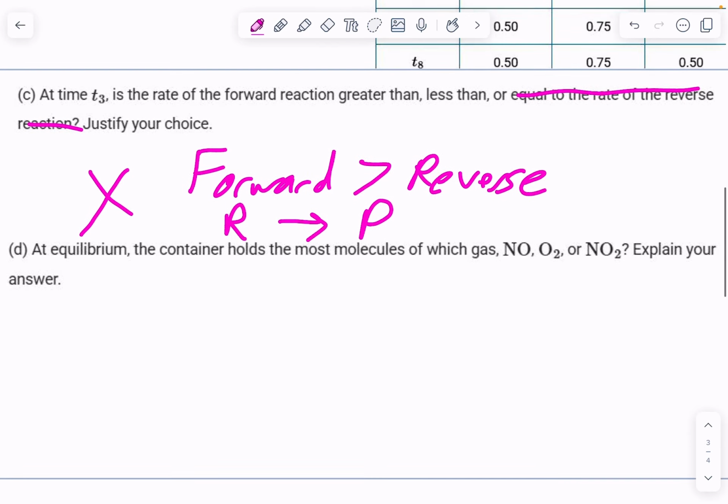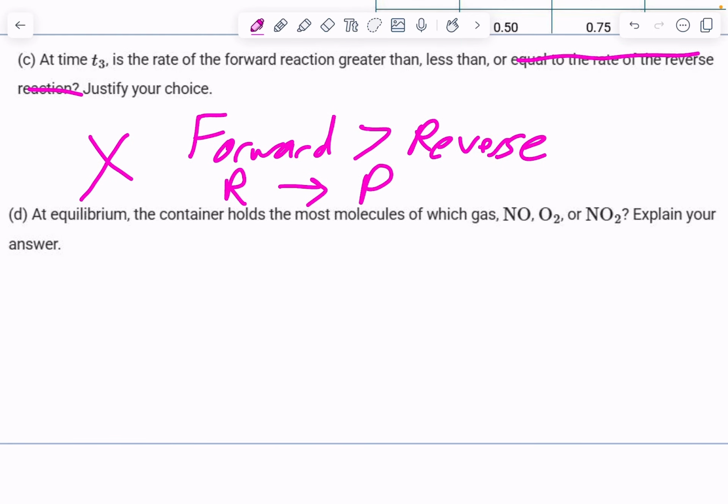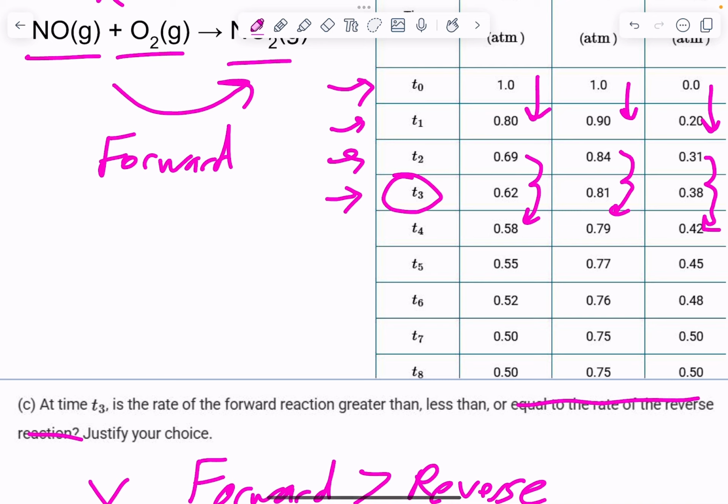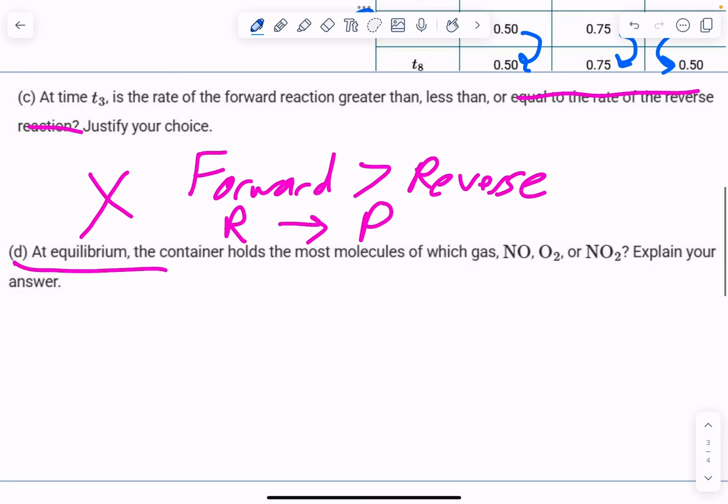Okay. Part D. At equilibrium, the container holds the most molecules of which gas? NO, O2, or NO2? Explain your answer. So first things first, at equilibrium, we have to identify where equilibrium is established. And that looks like it's right here, at time 7. We can see from time 7 to time 8, the products and reactants are no longer changing. It has reached equilibrium. There's no more change in the amount that I have.